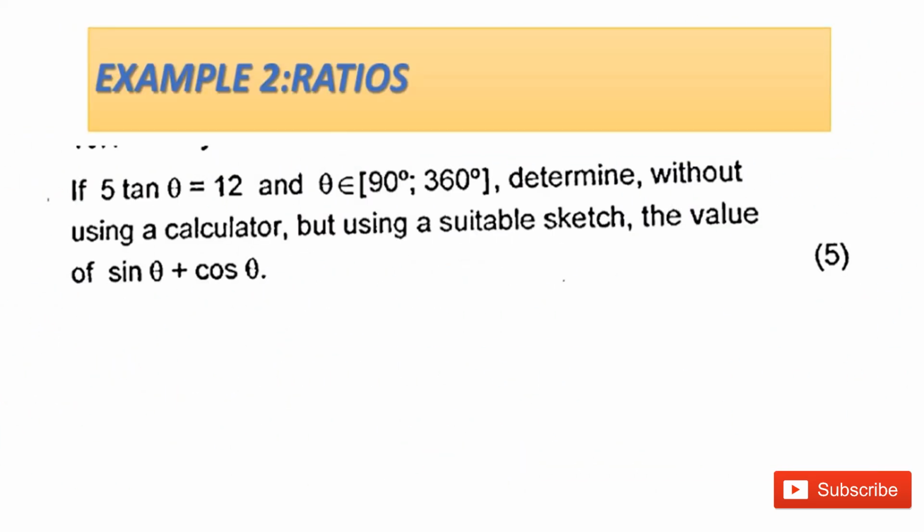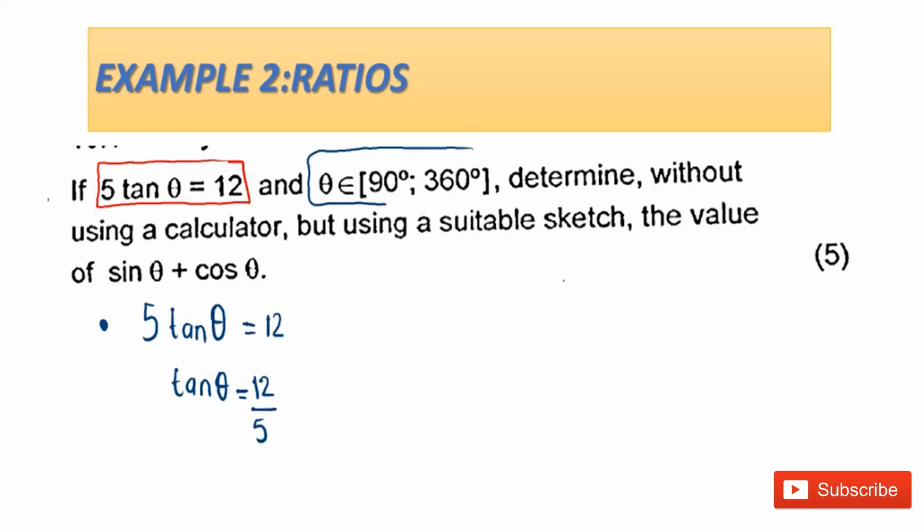Example 2. If tan of x is equal to 12, right, and theta is an element between the interval of 90 degrees to 360, determine without using a calculator but using a suitable sketch the value of sine theta plus cos theta. Right, so guys, the first thing that we need to do, we need to basically isolate the tan of theta, or have tan of theta on its own on the right hand side, right?